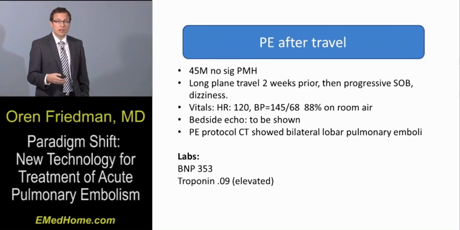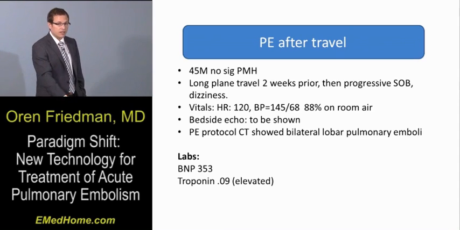because his bedside echo, which I'll show you in a couple of slides, did show RV dysfunction. His PE protocolized CT showed bilateral lobar pulmonary emboli, and you can see that he had an elevated BNP and a troponin. The significance of this I will get to later in the lecture.